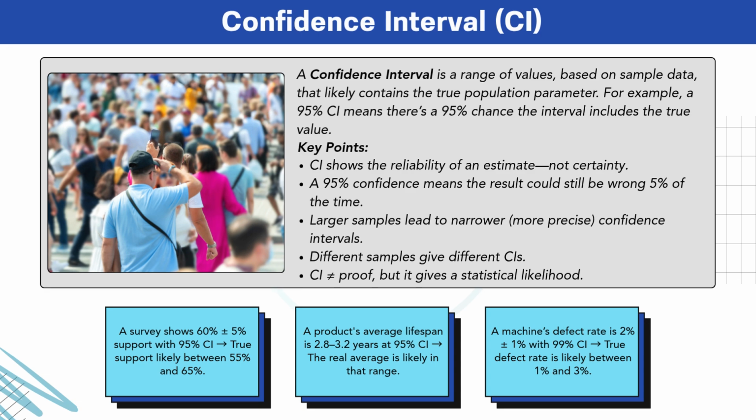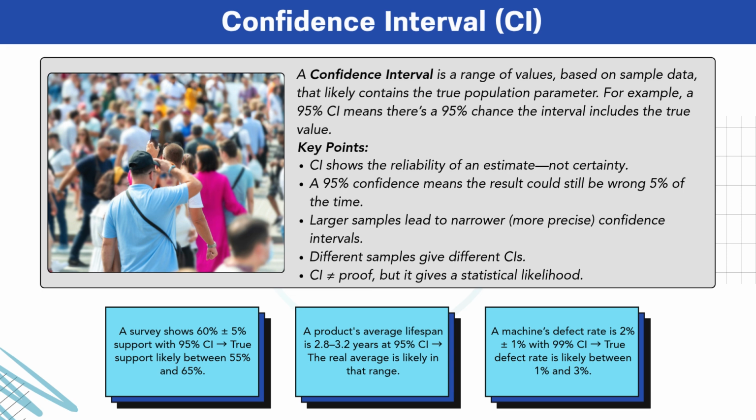Examples at the bottom. 1. Survey support. If a survey shows 60% plus or minus 5% support with 95% confidence interval, then we say the true support lies between 55% and 65%.